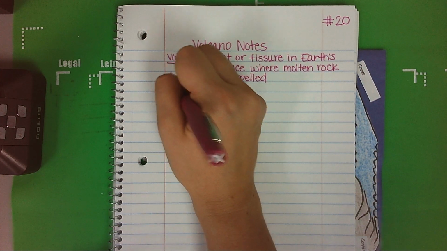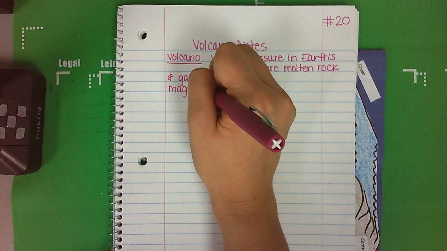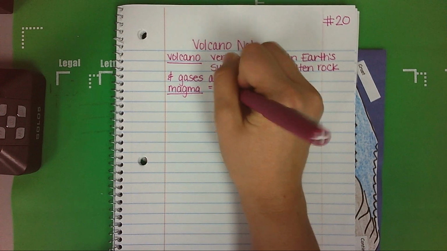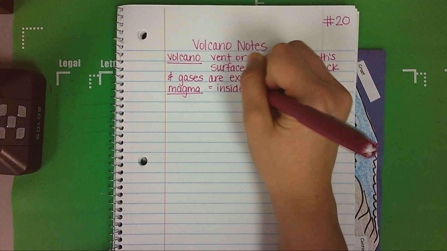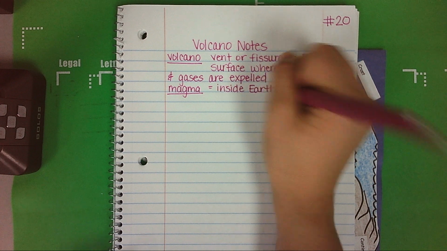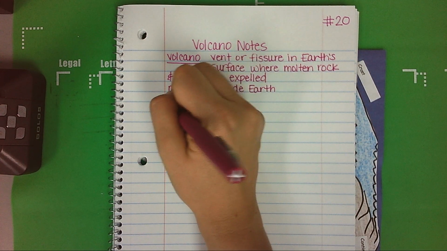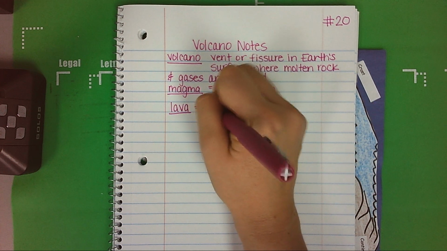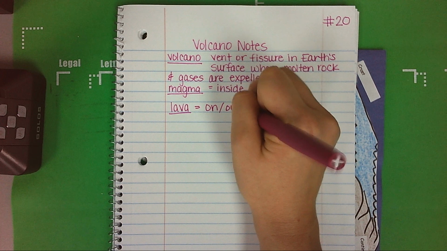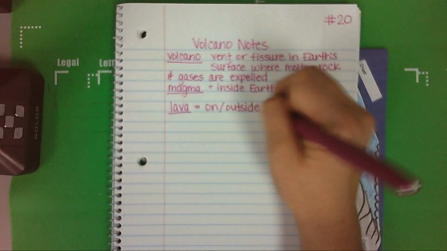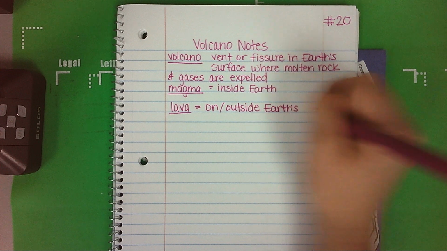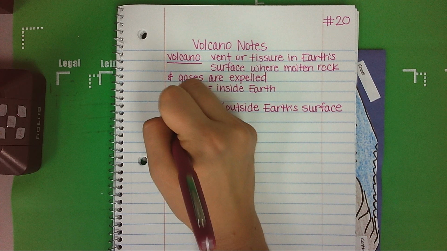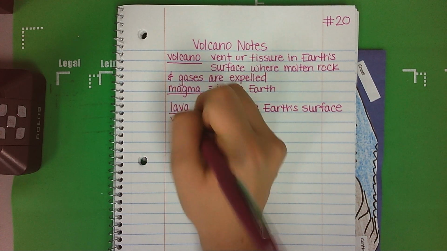Alright, so we need to talk about the difference between magma and lava. Okay, so magma is inside Earth. So when we talk about magma, we're referring to processes inside Earth. When we talk about lava, that is on or outside Earth's surface. Okay, a vent is an opening, in case you were not aware.